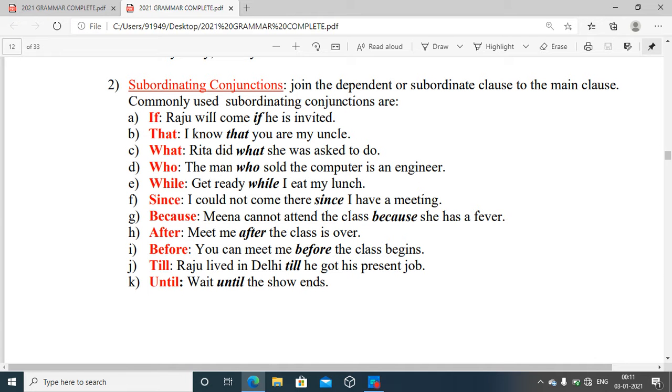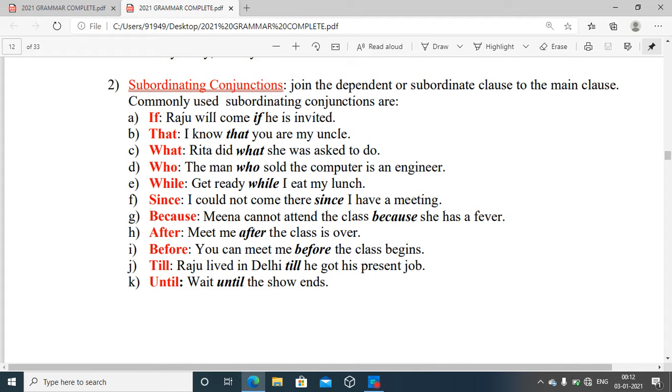Next, before. You can meet me before the class begins. Again, these are the main clause and the subordinate clause. How it is connected, you can see it here.